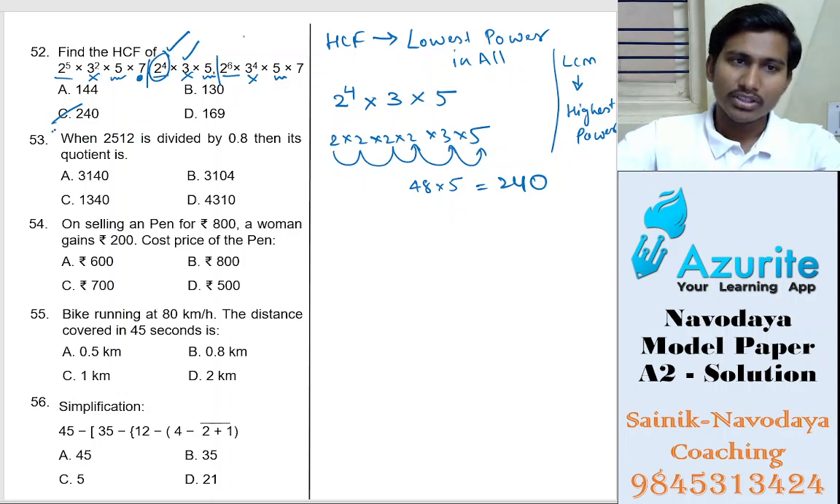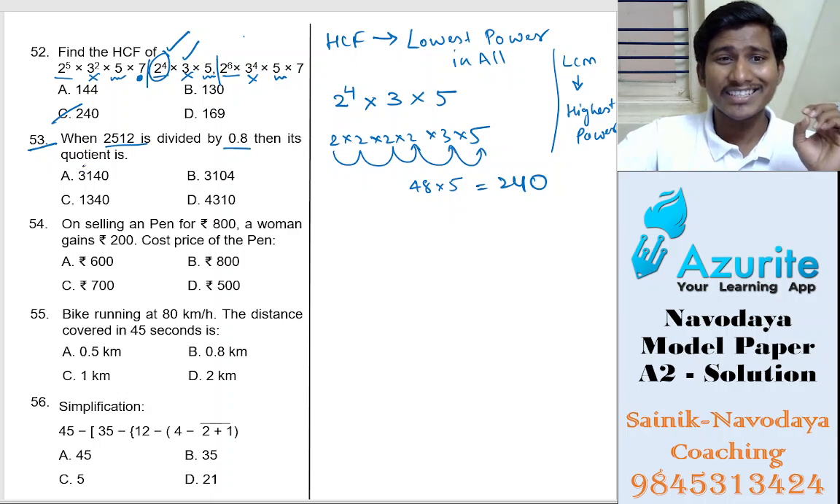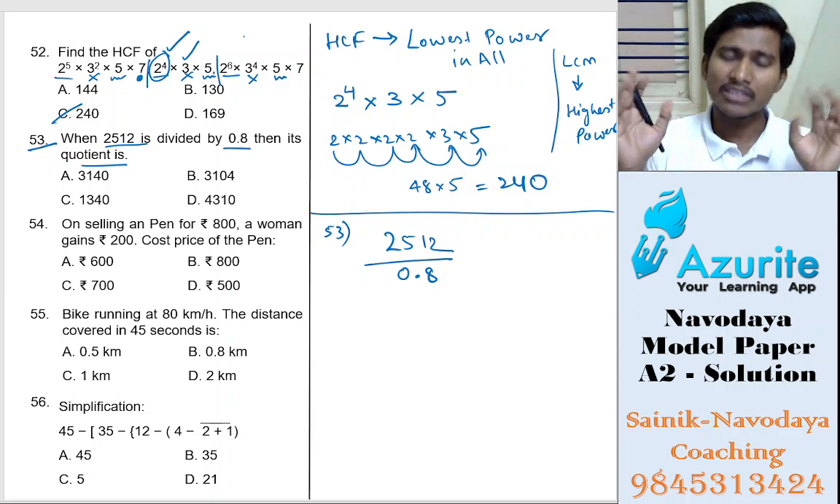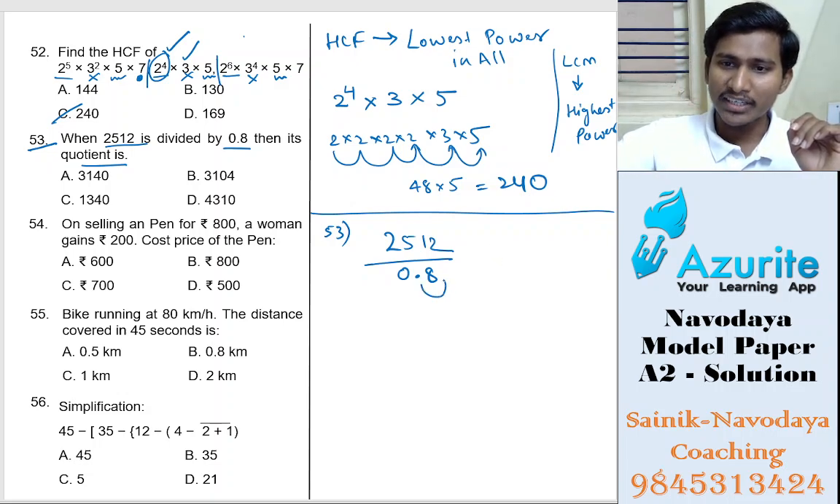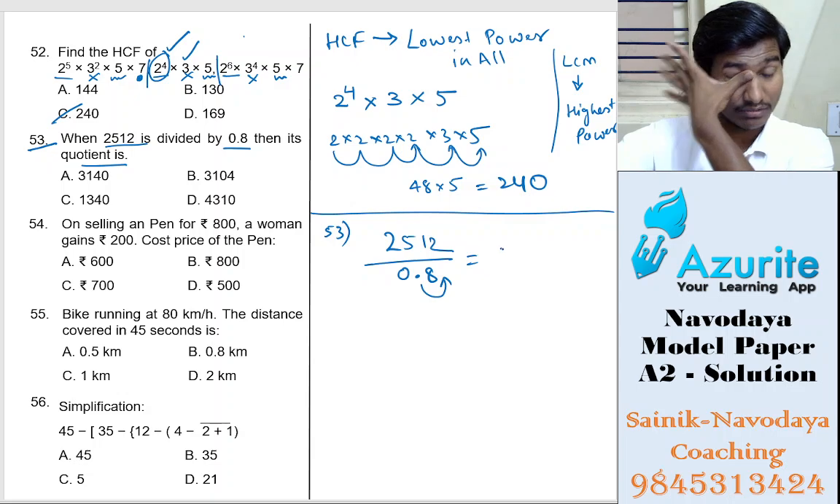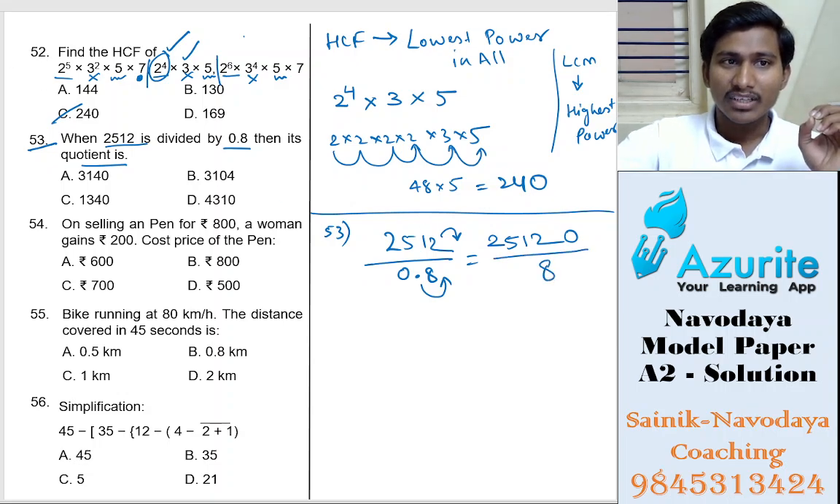Now the 53rd question. So what is 53? When 2512 is divided by 0.8, what is the quotient? So let us divide it. It is in decimal, right? So 2512 divided by 0.8. In the division of decimals, we know that we have to shift the point first. So here if you shift the point one time, there is no point here, so one 0 extra will come. That is in the numerator: 2512, one 0 extra will come here. So 25120 divided by 8. Now cancel it.